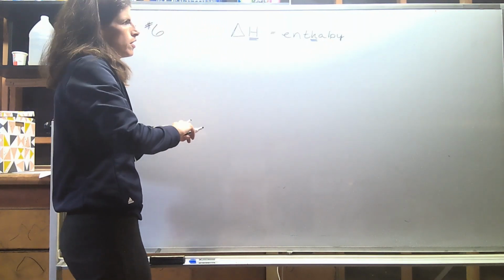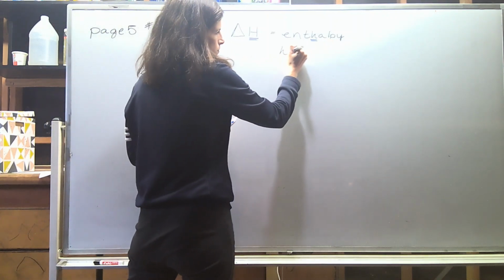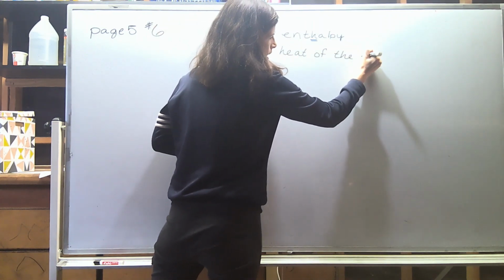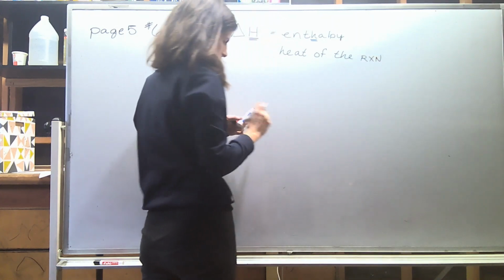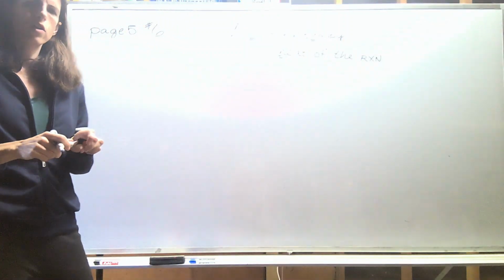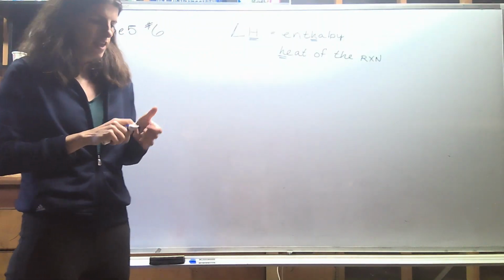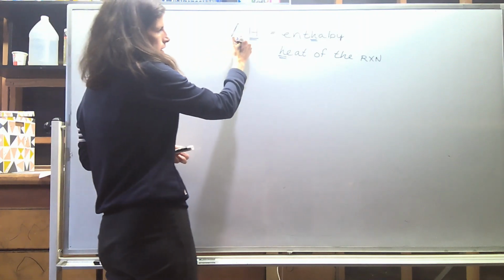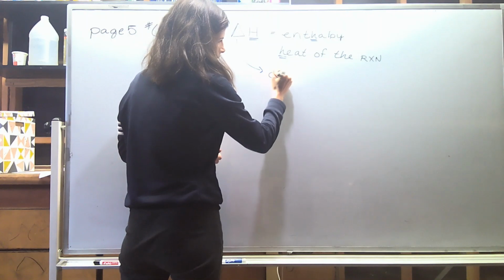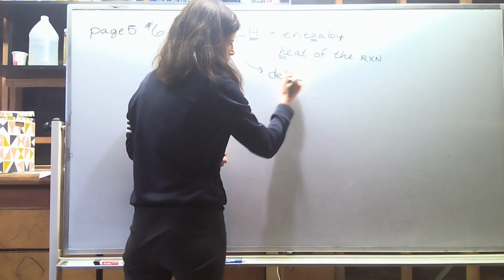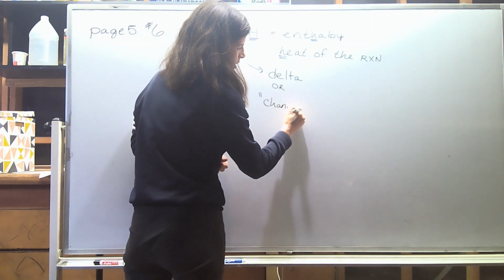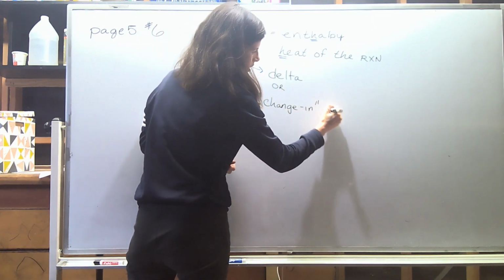It's also called the heat of the reaction. And that goes along with our whole H theme. So we have another H. You can call the triangle, if you're saying it out loud, delta H. We could also call it change in. So delta, or, for instance, you might hear people say change in enthalpy or change in heat.